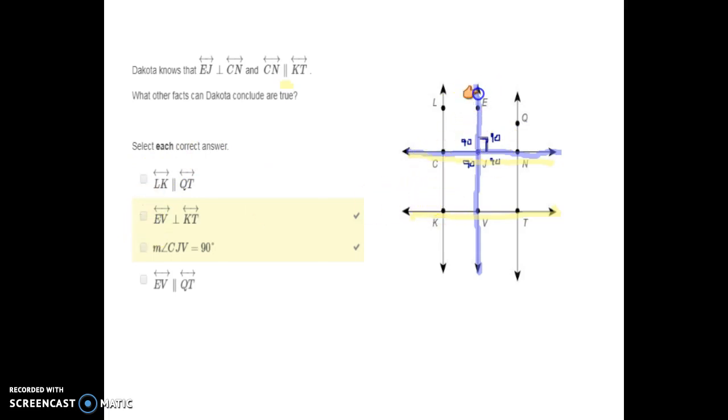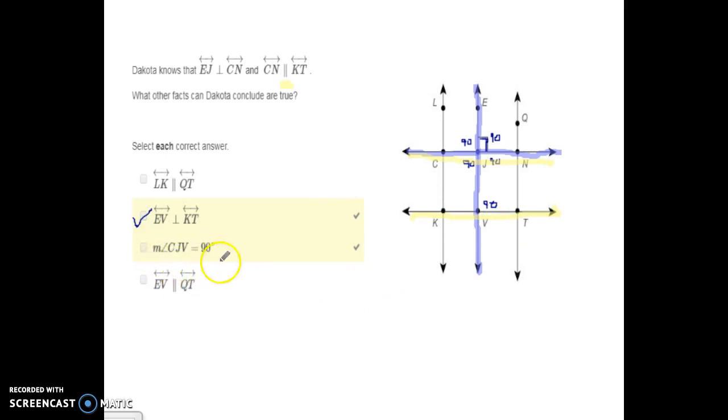EV, so EV is this line here, is perpendicular to KT. So are these perpendicular? They've told us that these two are parallel, and we know that this is 90 degrees, so that's going to also tell us that this angle is going to have to be 90 degrees if these two are parallel. So we do know that they would also be perpendicular.